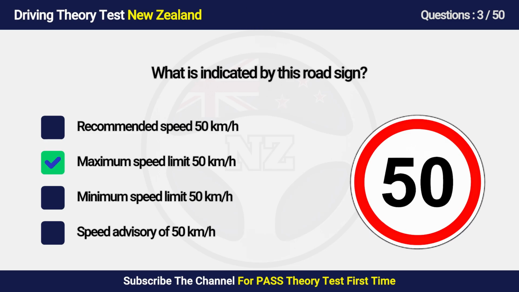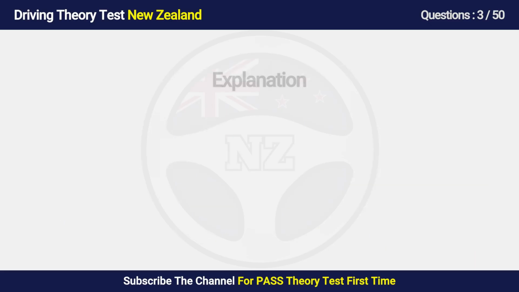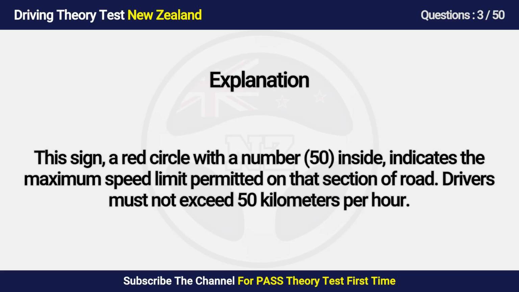Answer is B. Maximum speed limit 50. This sign, a red circle with the number 50 inside, indicates the maximum speed limit permitted on that section of road. Drivers must not exceed 50 km per hour.